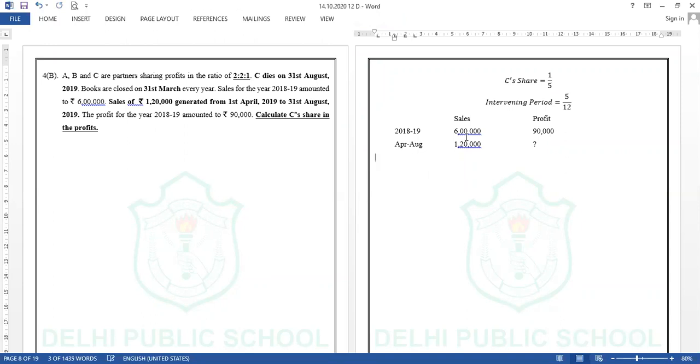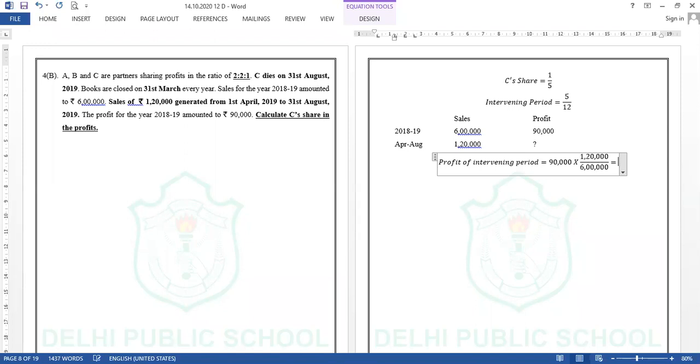One second, I will have to show the calculation. Profit for the intervening period, okay, that is equal to cross multiplication. So 1,20,000 and 90,000, 90,000 into 1,20,000 to be divided by 6 lakh. Okay, so 1/5, yes, 18,000 will be the answer. That is profit for the intervening period of the firm, right?